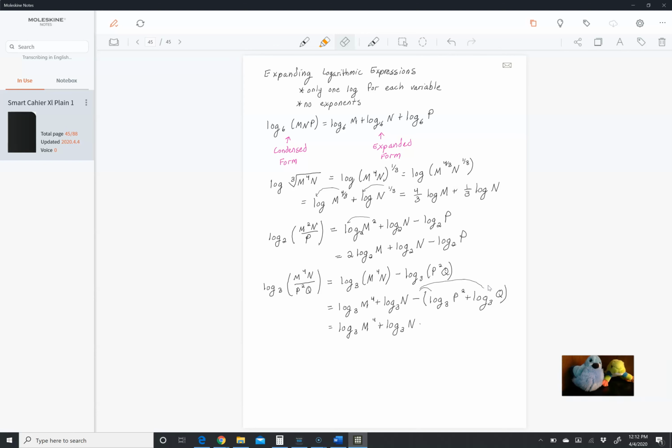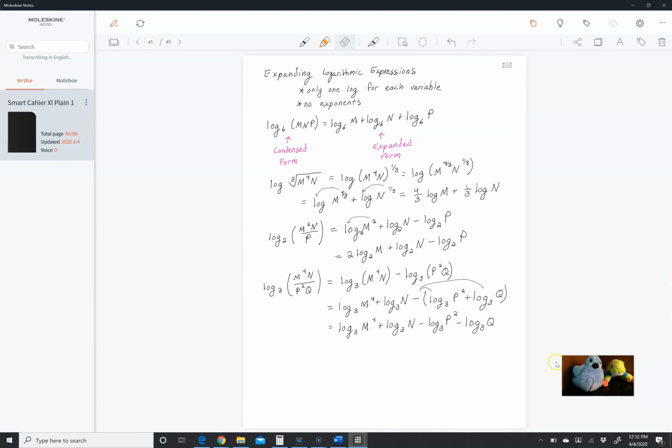And then notice what's happening here. The p squared is in a denominator, and it gets a minus sign in front of it because we're dividing, right? And we know through the quotient rule that we subtract. Now the q is also in a denominator, which means we're also going to be subtracting it because that minus distributes. So we can actually skip the first 2 steps and go right to the third.